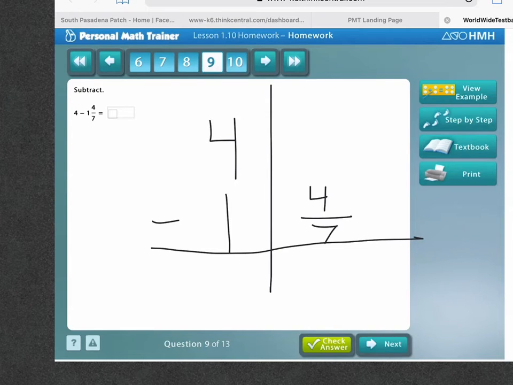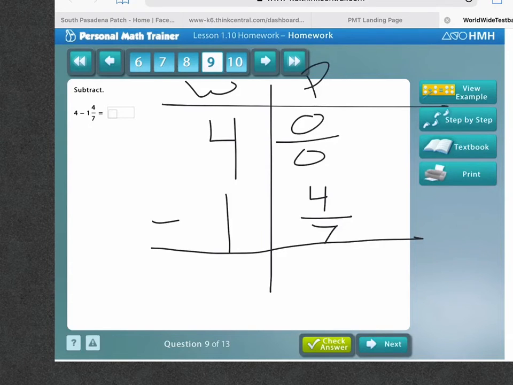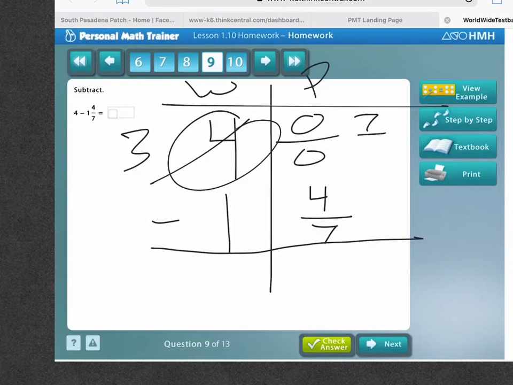So problem number 9, the only thing tricky about this, when you do write them vertically with the wholes and the parts, you notice there are no parts over here. So I always just do this to give you a place value holder. Then you have 4 sevenths. You cannot take away 4 sevenths because you don't have any sevenths here. So you regroup or rename this as 3 and 7 sevenths, because 7 sevenths is a whole. You're taking that one whole that you renamed and you're renaming it as 7 sevenths. Then the problem is really easy. 7 sevenths minus 4 sevenths, 3 sevenths, 3 minus 1, 2.